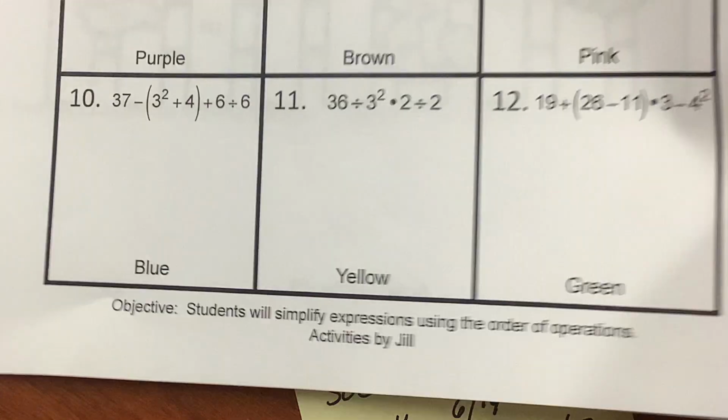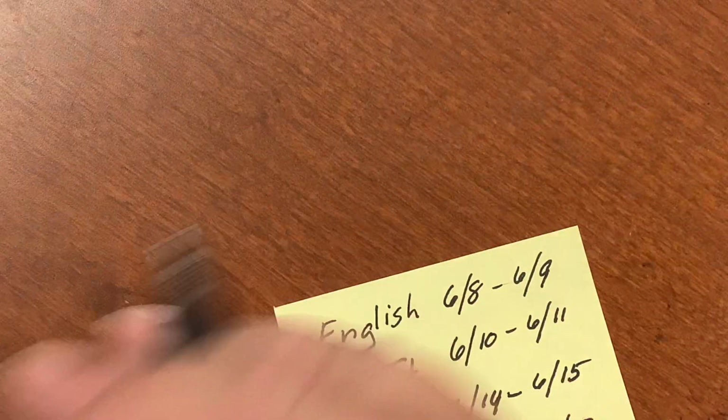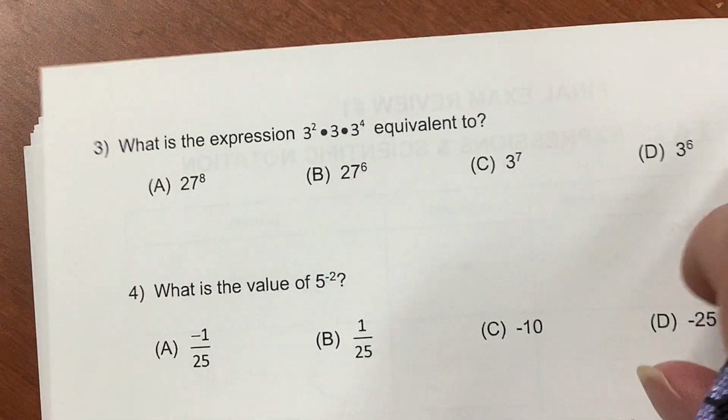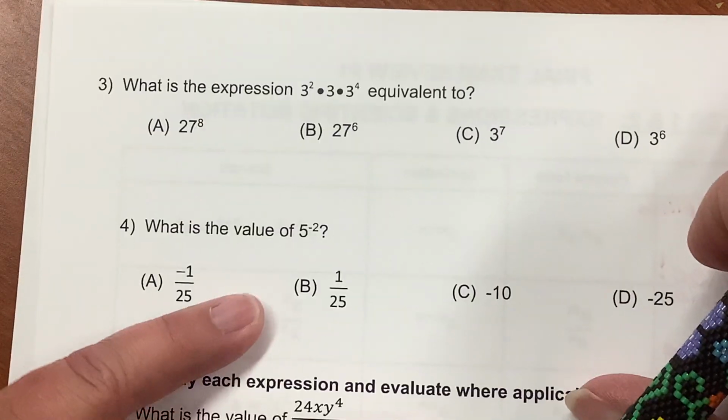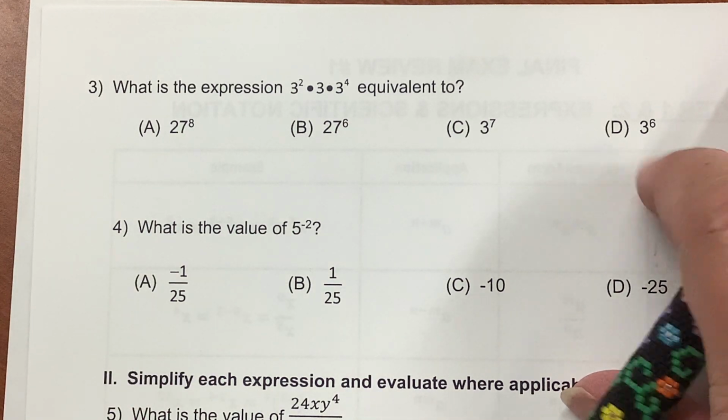All right, next page. Let's look at some more multiple choice. Don't guess. It's okay. Here we go. What is the expression 3 squared times 3 times 3 to the 4th power?